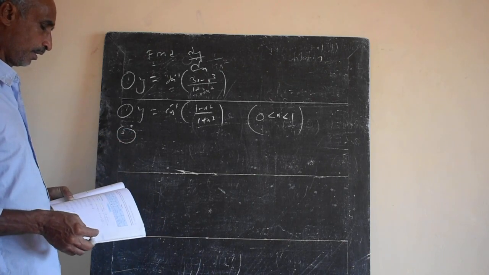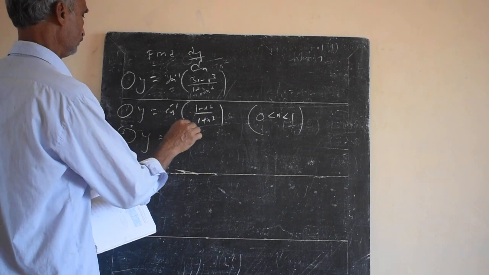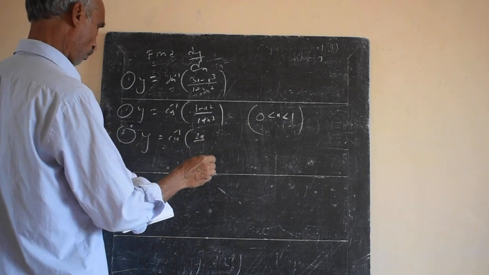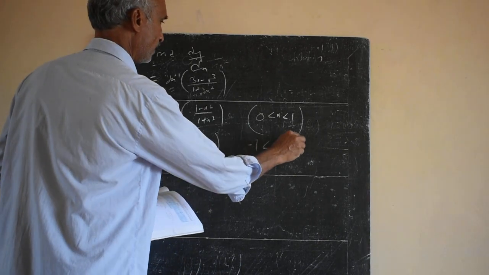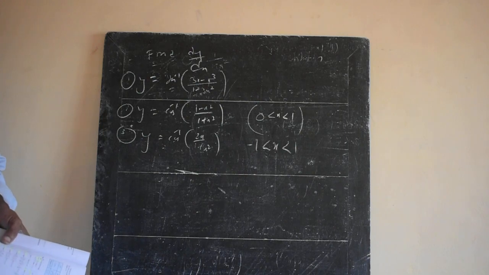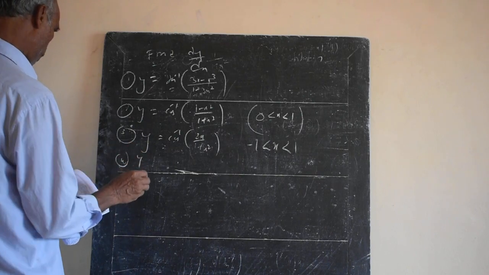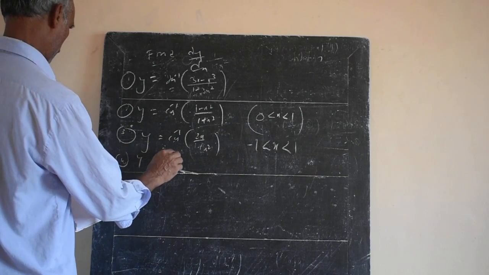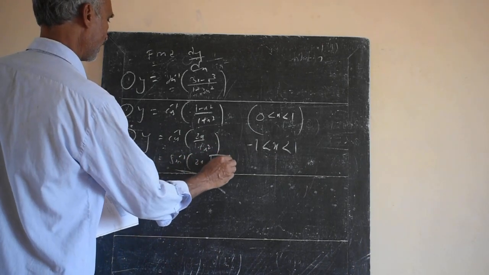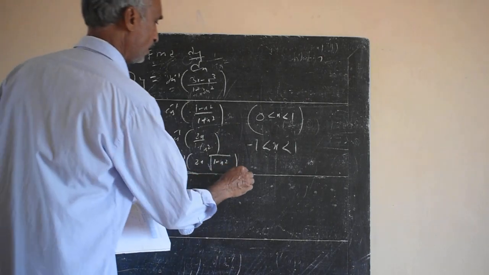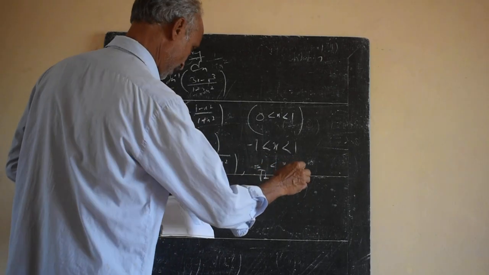Okay. Third one, y equals to cos inverse of 2x upon 1 plus x square. Here also the domain set contains x's, x lies between minus 1 to plus 1. Fourth one, y is equals to sin inverse of 2x into root of 1 minus x square. Here x lies between minus 1 by root 2 and 1 by root 2.